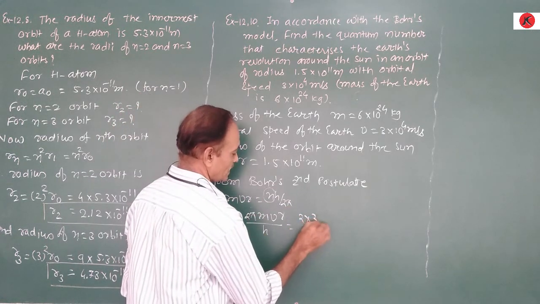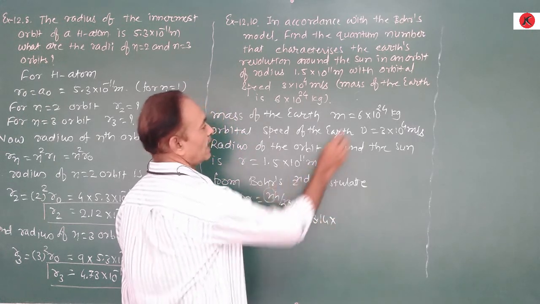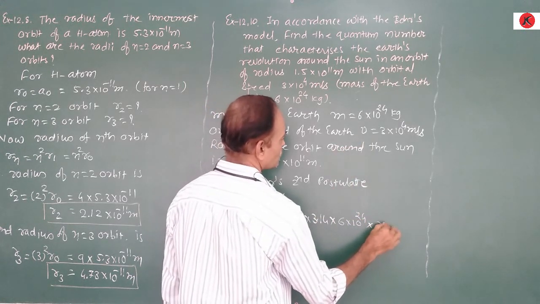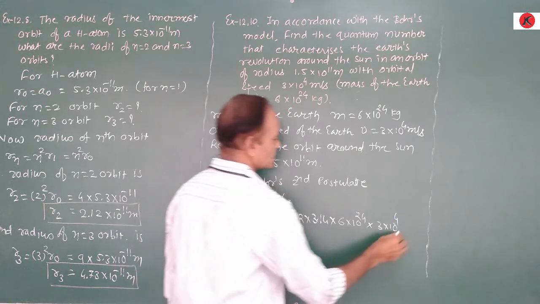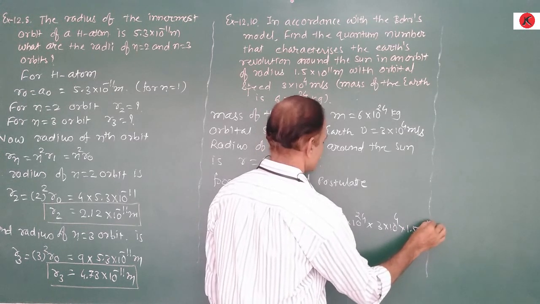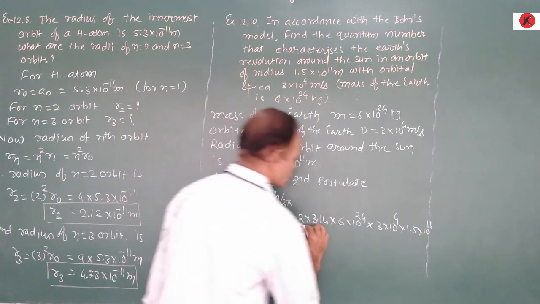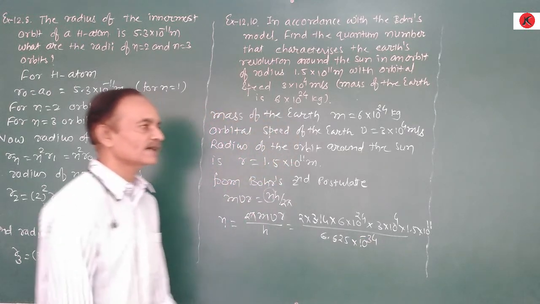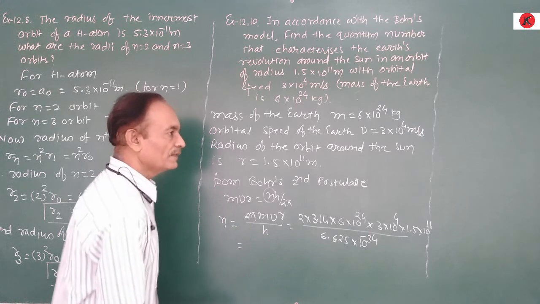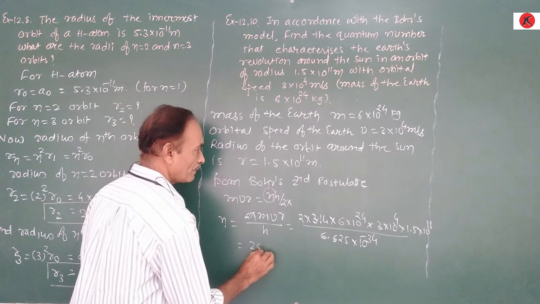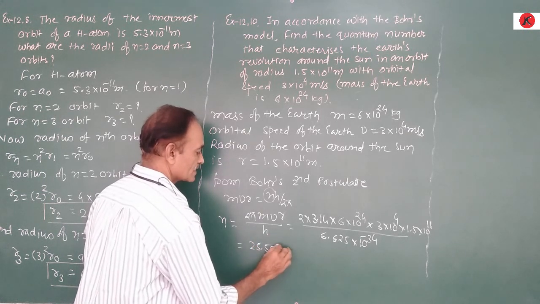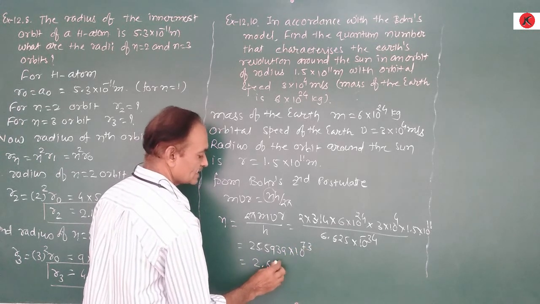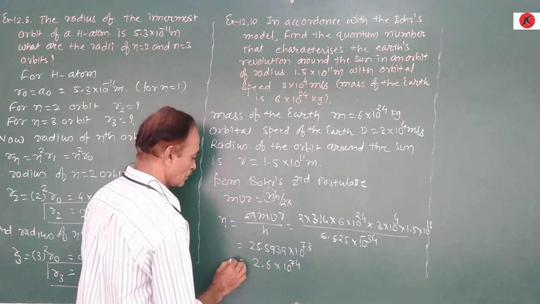So 2 pi is 3.14. Mass of the Earth 6 into 10 is to 24. Speed of the Earth v, 3 into 10 is to 4. Radius of the orbit is 1.5 into 10 is to 11. Upon h, Planck's constant, 6.625 into 10 is to minus 34 joule second. Thus, we obtain the orbital quantum number as 25.5939 into 10 is to 73. That means 2.6 into 10 is to 74th orbit number.